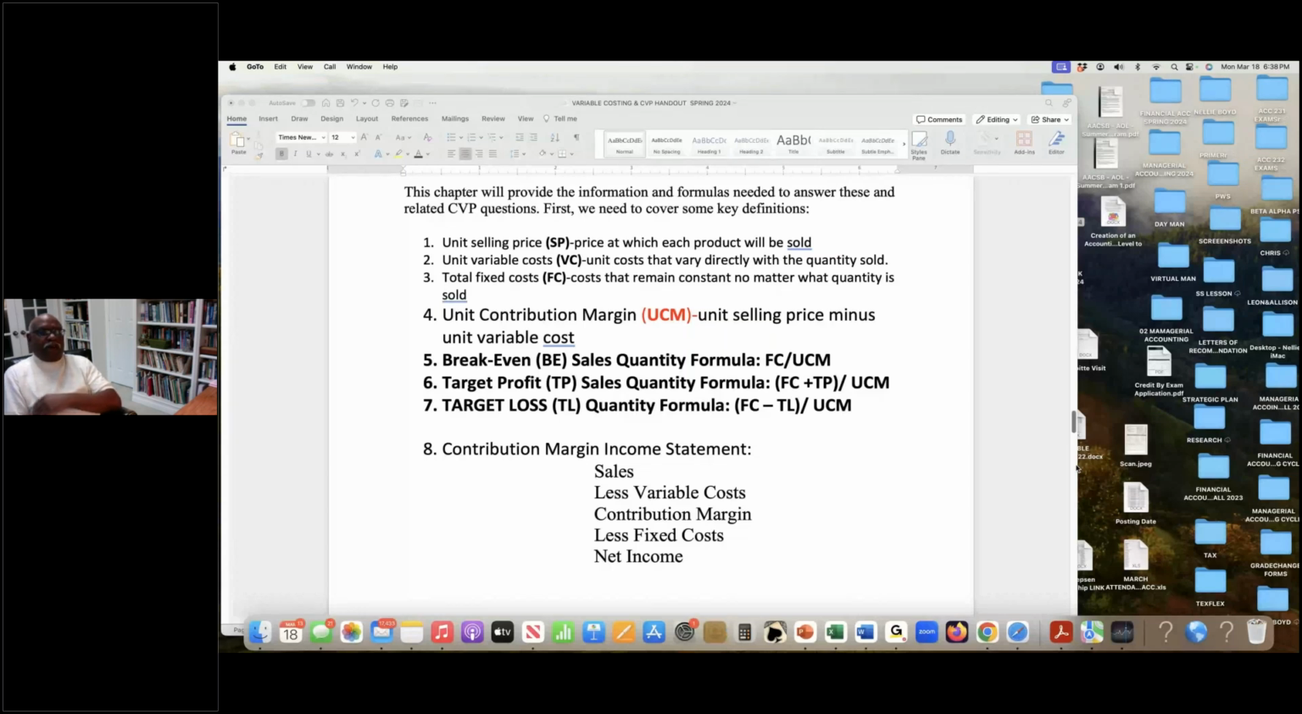Now, you see some formulas at 5, 6, and 7. You've got to memorize those 3 formulas and know how to work them.